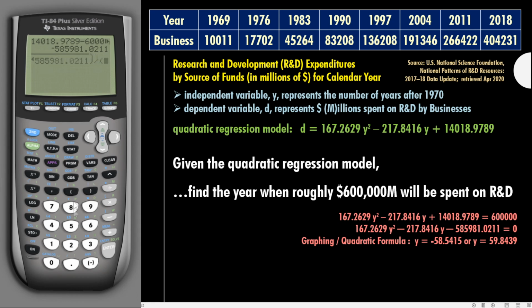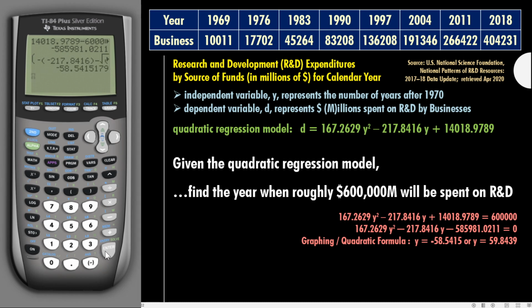then divide this by 2 times 167.2629. Now, if you were to use the fraction features and make sure it looks like the quadratic because you have MathPrint, go for it. This is to help all students who have 83s and 84s. You hit enter, you got your first solution, negative 58.415.